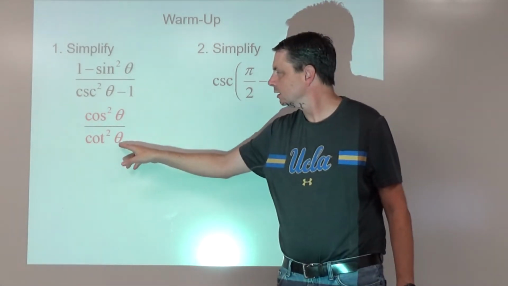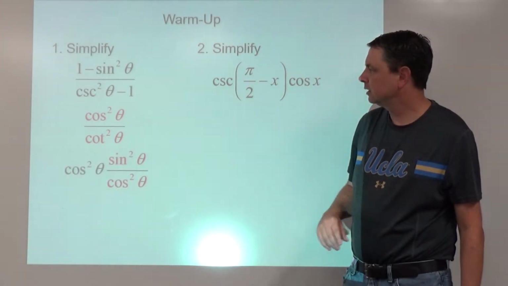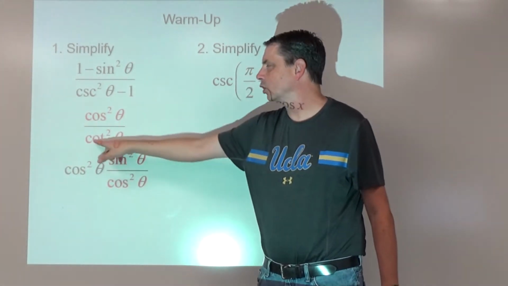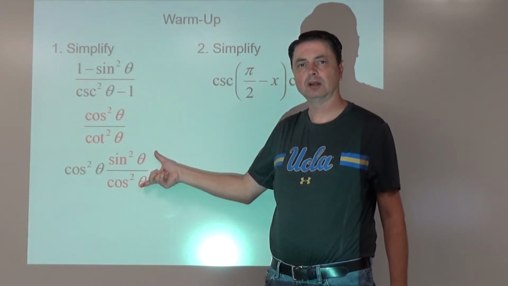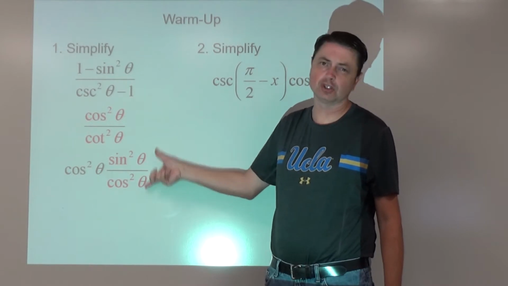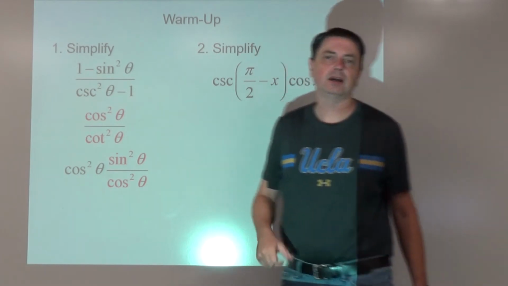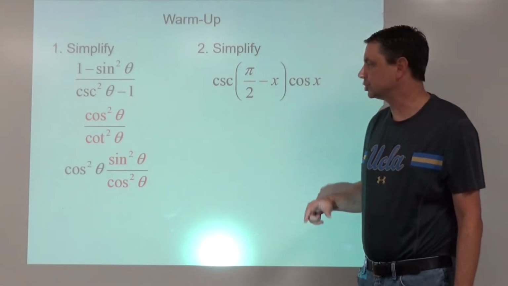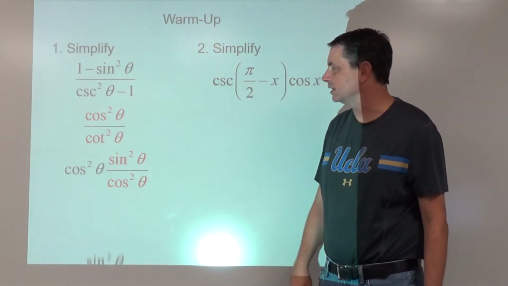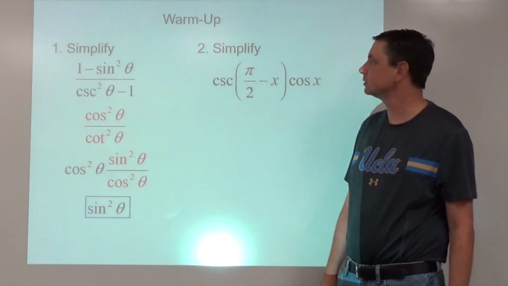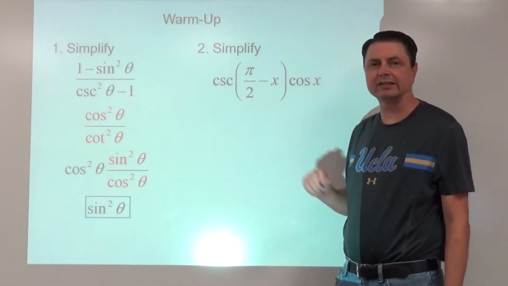From there, we can get everything in terms of sines and cosines. So instead of dividing by cotangent squared, we can multiply by its reciprocal. And when we do that, the reciprocal, we could just use the reciprocal being tangent squared and then use a quotient identity there. And then our cosine squareds cancel. We're left with sine squared theta. Final answer.